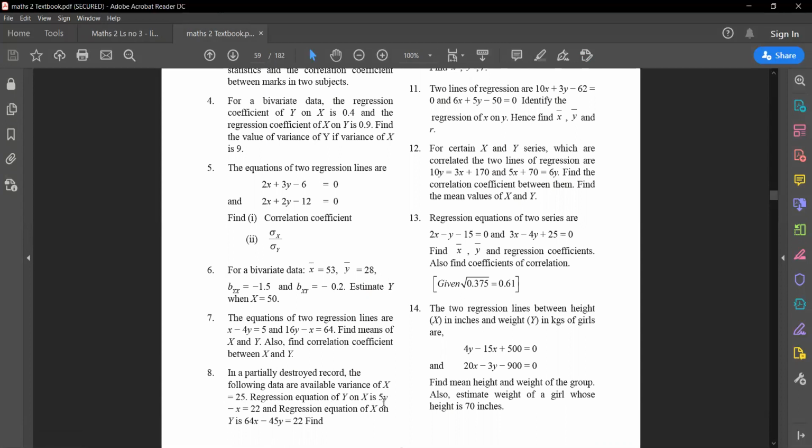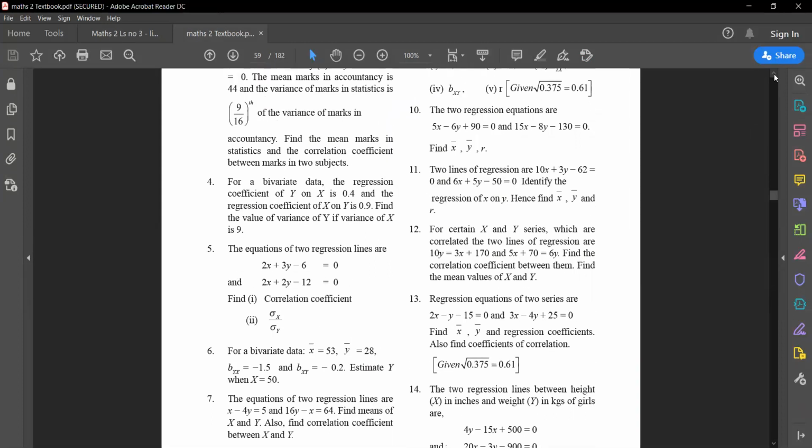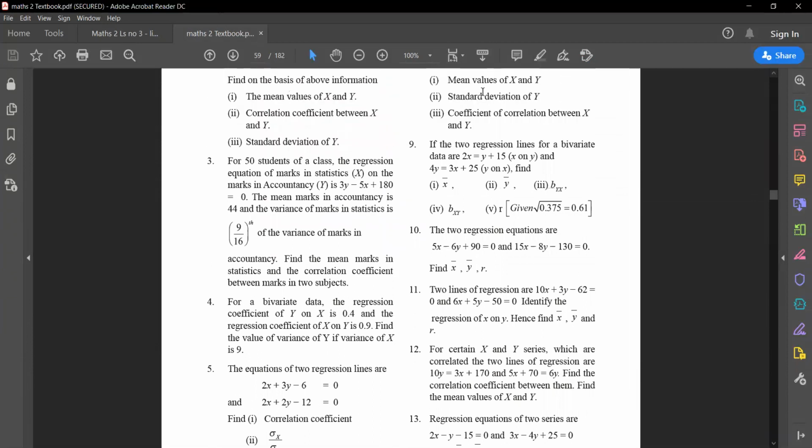Regression equation of y on x is 5y minus x is equal to 22. And regression equation of x on y is 64x minus 45y is equal to 22. So again, class, as you can see, both the equations are specified over here, correct? Which one is x on y and which one is y on x? And one more thing which you have been given is variance of x. Now they have told you to find out the mean values of x and y, standard deviation of y, that is sigma y, and correlation coefficient between x and y.